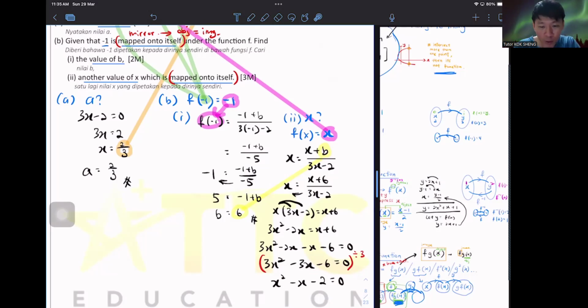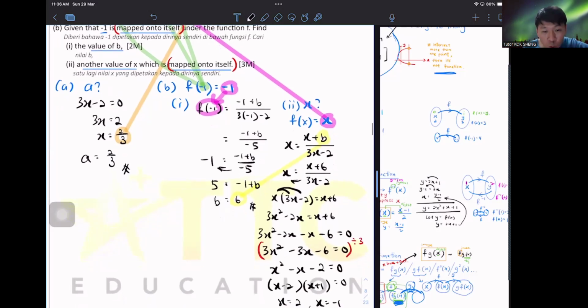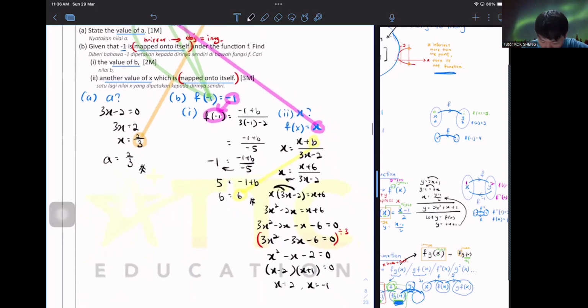So A is 1, B is negative 1, C is negative 2. So x is 2 and negative 1. Don't forget the bracket. So the final answer is 2.